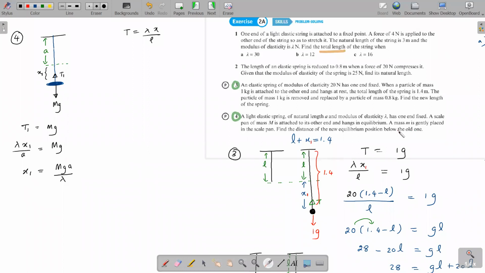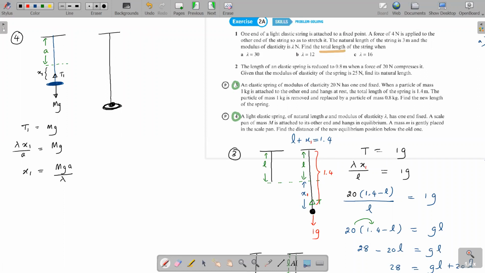Okay, so now I found the first equilibrium position with the weight of the scale pan. Now they say a mass of simple M is gently placed on the scale pan. So you keep another mass, simple M, here. So what do you expect when you keep another weight? This will further stretch. It will further extend. So you have two weights here. Right, so now there are two weights here.